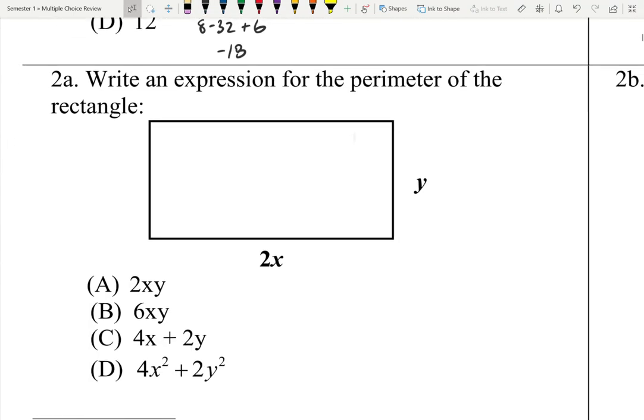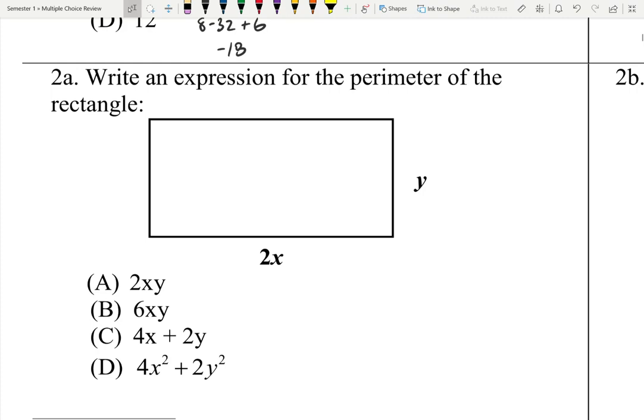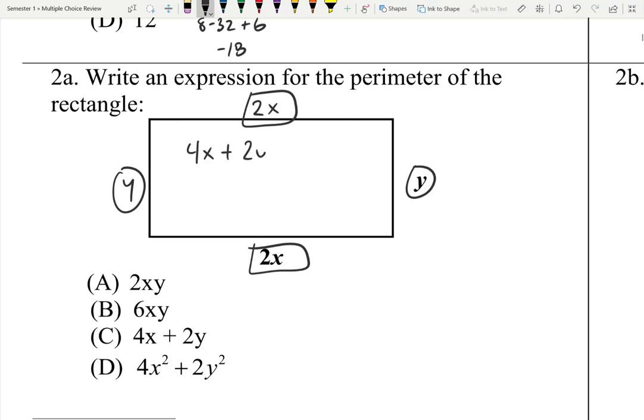Our next problem, write an expression for the perimeter. So perimeter means all the way around the outside. So this side would be 2x and this side would be y. So we're going to add them up. 2x and 2x makes 4x, and y and y makes 2y.